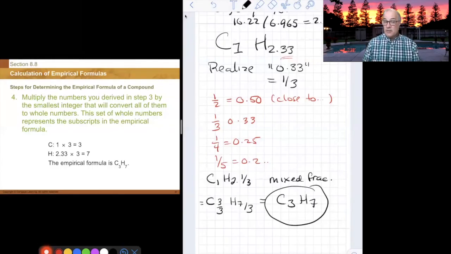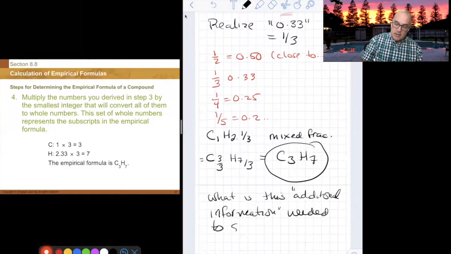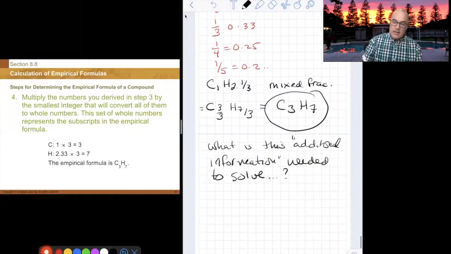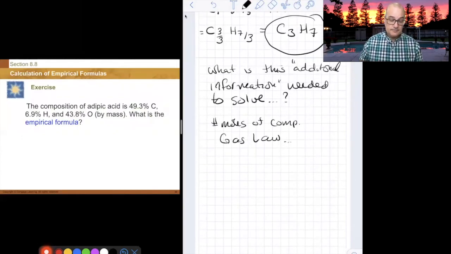This may or may not be the actual molecular formula, right? I keep saying that we have to have additional information. What is this additional information needed to solve this problem? It might be something like, how many moles do we have? We might be using some gas law problems. We haven't done gas laws yet, but remember this type of problem, because when we talk about the gas laws, I'm sure we will apply gas laws to this problem.